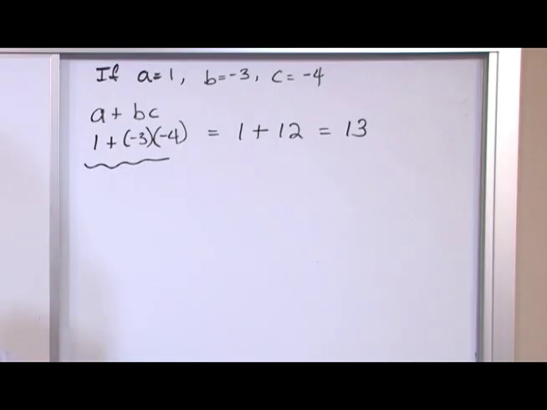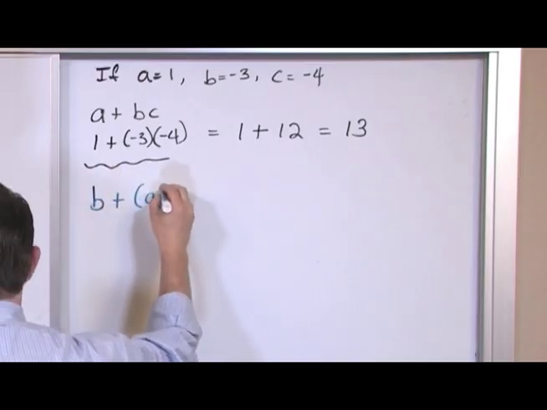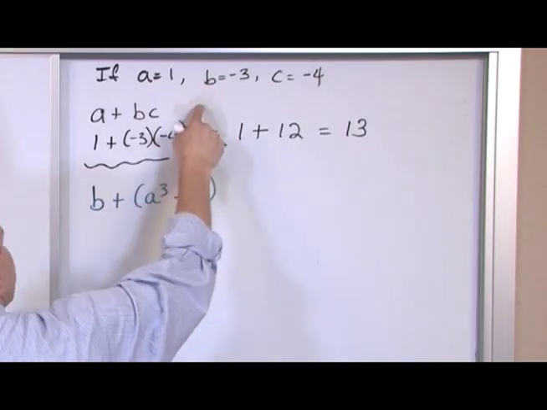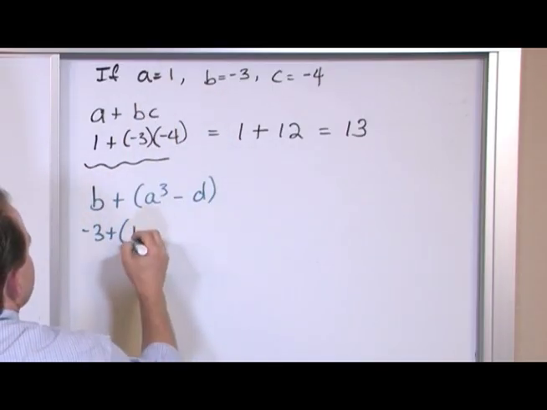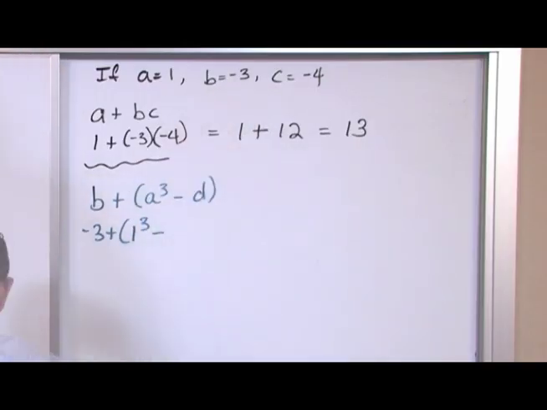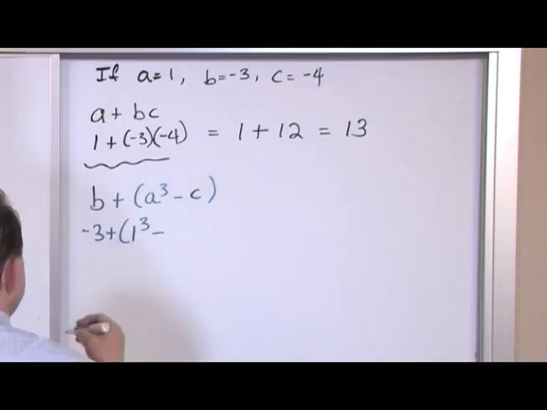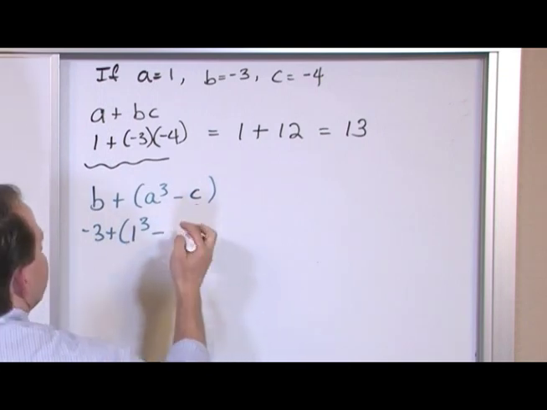Okay. What if we wanted to evaluate B plus A cubed minus D? We have to plug in what we know. We have negative 3 plus A cubed, which is 1 cubed, minus D. And I didn't even tell you what D is. Actually, that's a mistake. That should be a C. So I'm going to put a C there. Okay, so we have 1 cubed for A, and then C is negative 4.